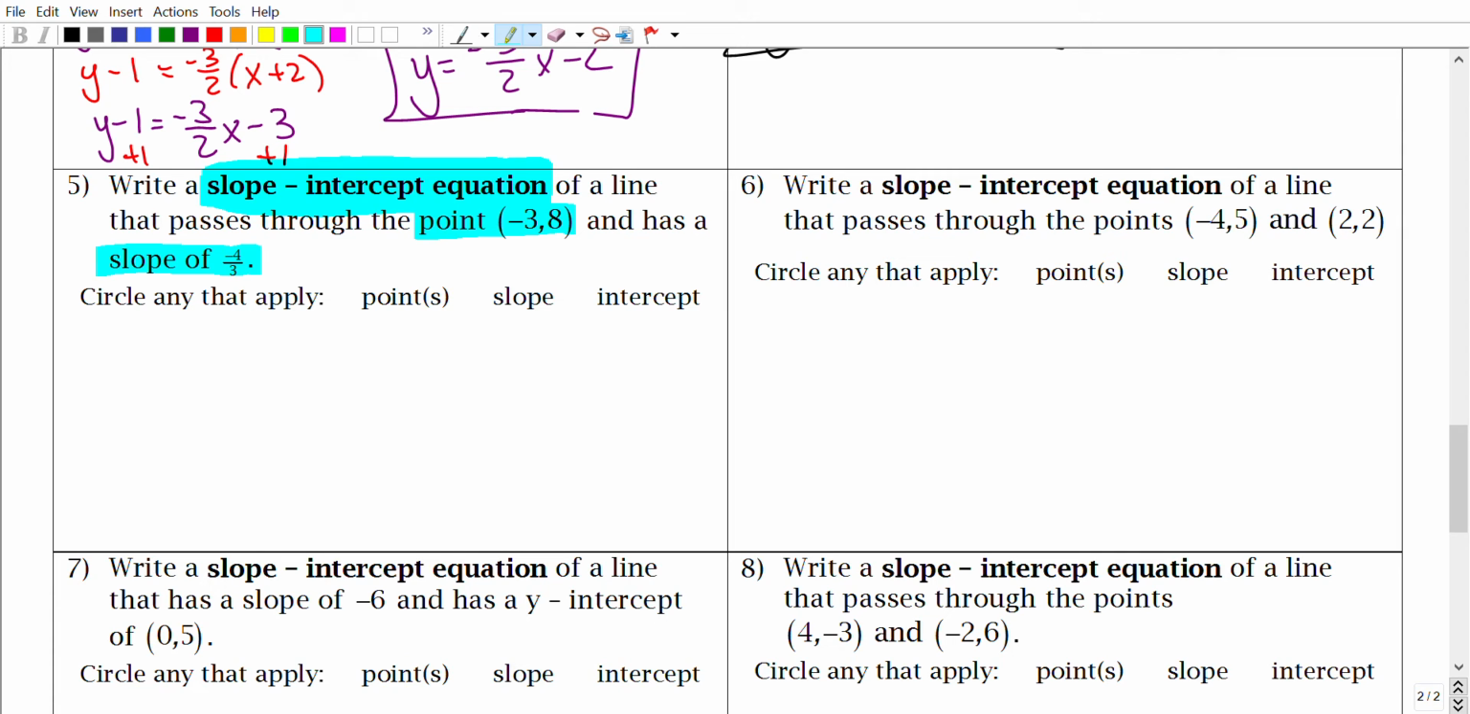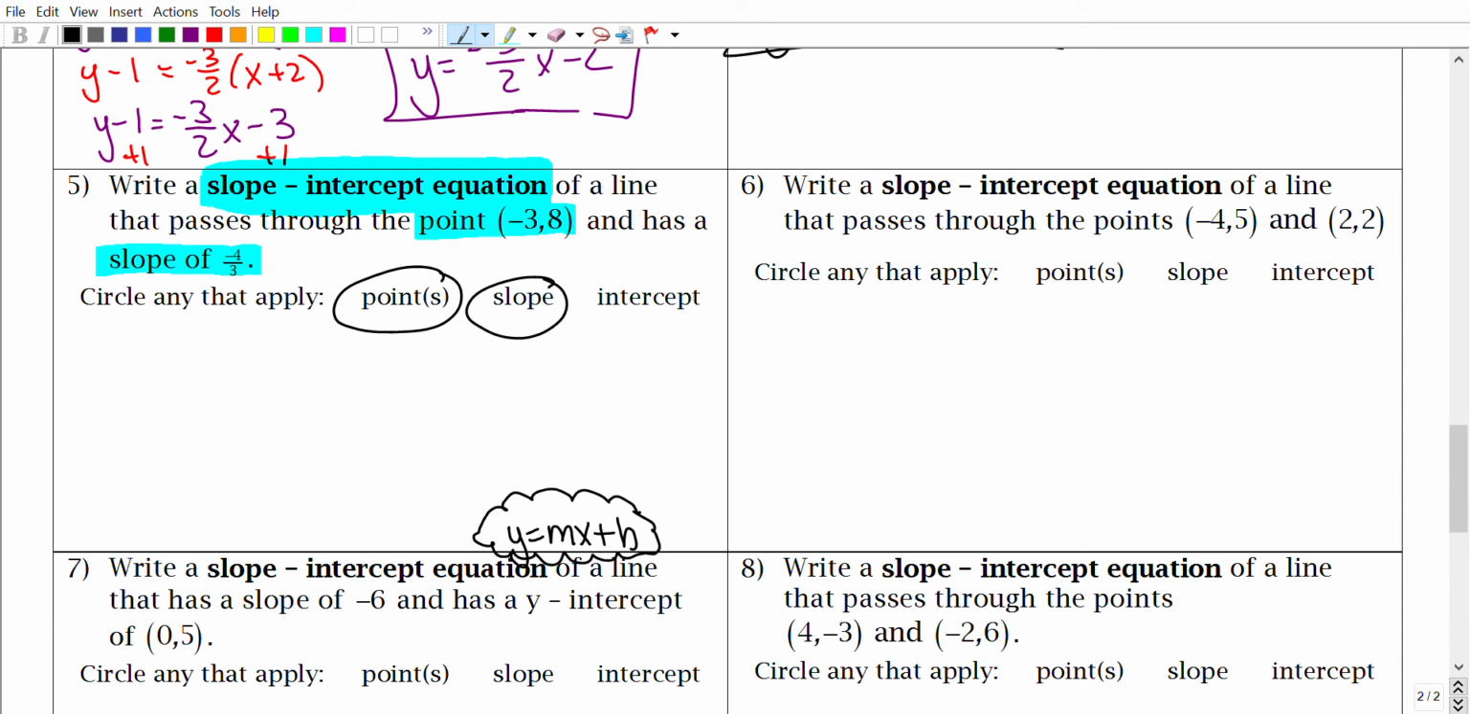All right, guys, let's go ahead and take a look at problem number 5. So we're being asked to write something in slope-intercept form. So at the end of the day, I want something in this form right here. Okay, so I'm just going to write myself a little reminder here in the very corner if that's what I want. So what information was I given? Write a slope-intercept equation of a line that passes through the point. So I'm going to circle that right away. Point -3, 8, and a slope of -4/3.